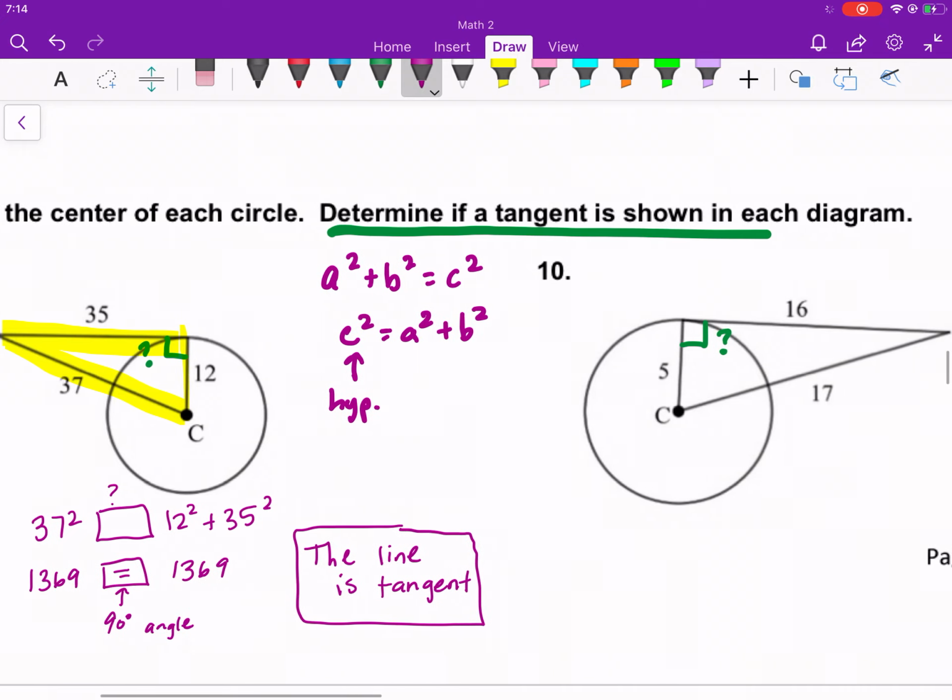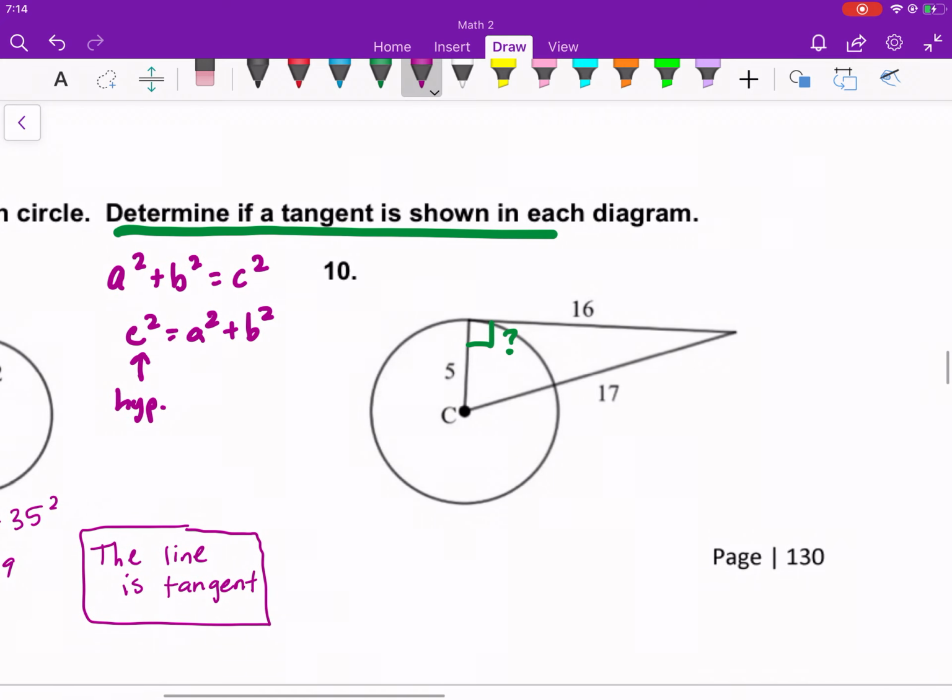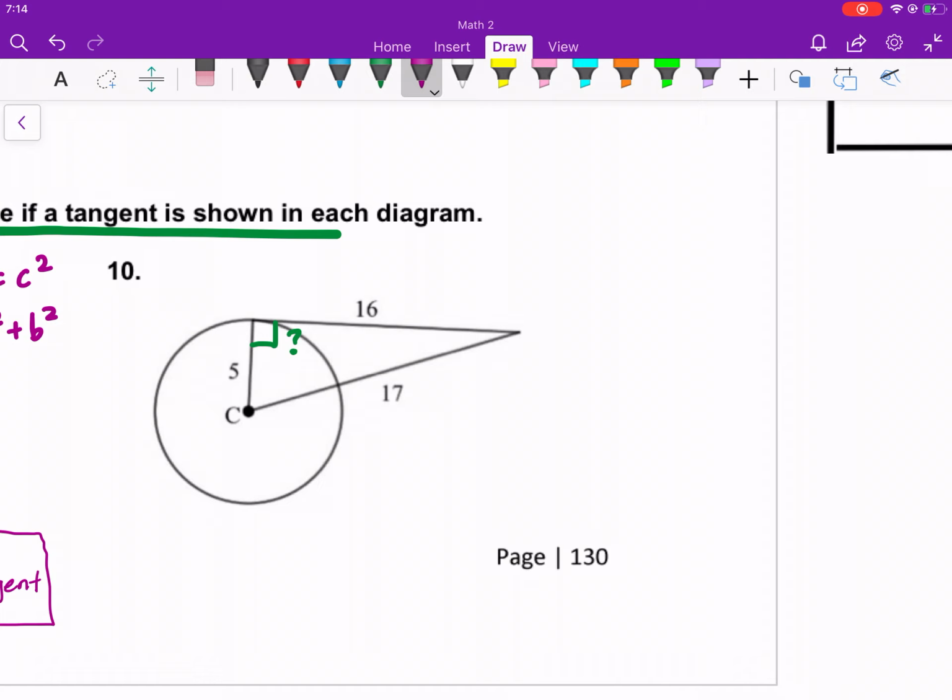Okay, so we're going to go ahead and move on to the next one and see if this one is also tangent. Okay, so once again, we're not sure if this is actually a 90-degree angle, so we'll set up our Pythagorean theorem. So we start with the hypotenuse, or what we suspect is the hypotenuse, so the longest side. We're not sure what it is, so I'll put a question mark there. And then we've got 5 squared plus 16 squared. Well, 17 squared, let's figure out what that is. 17 squared is 289. We want to determine, is that equal to 5 squared plus 16 squared?